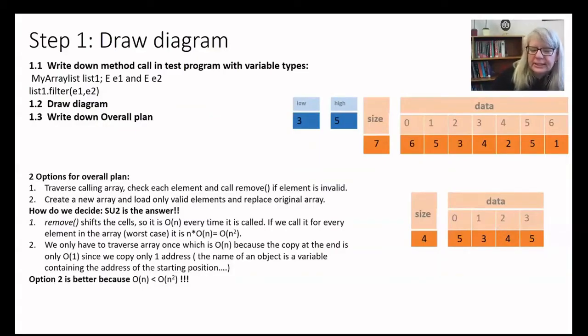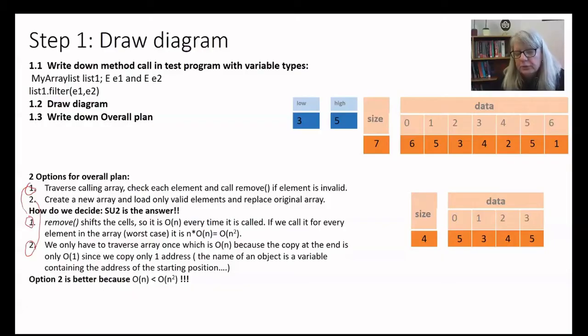The answer is in study unit 2. Now for something brand new. Now we are going to use our knowledge of asymptotic analysis to figure out which one is best. Follow the argument. Number 1 here goes with option 1 and number 2 is option 2. Now we are going to talk about the asymptotic analysis of each of these methods or options.